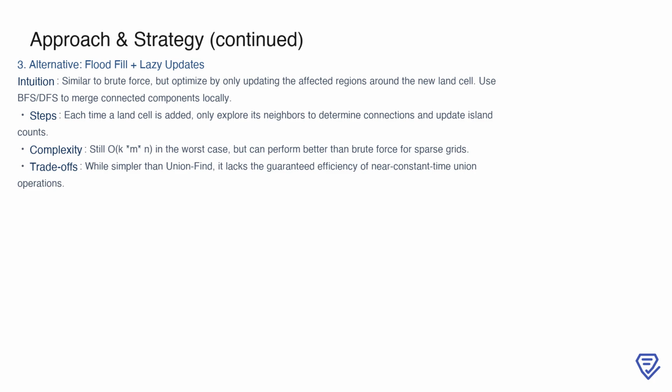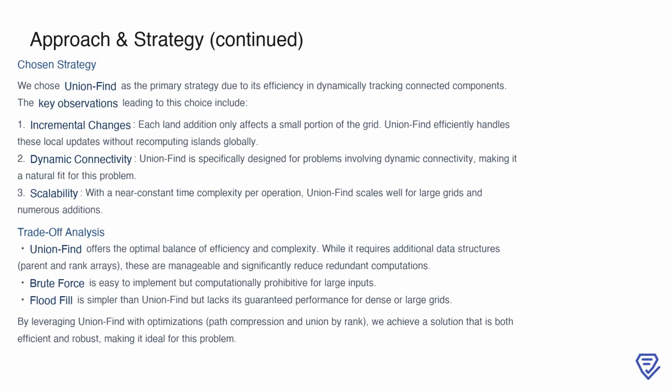While this approach can sometimes perform better than brute force, especially for sparse grids, it still lacks the guaranteed efficiency of union find. The absence of optimizations like path compression means it cannot achieve the near-constant time updates that make union find so powerful. The chosen strategy for this problem is the union find approach, as it offers the most efficient solution for dynamically tracking connected components in a grid.